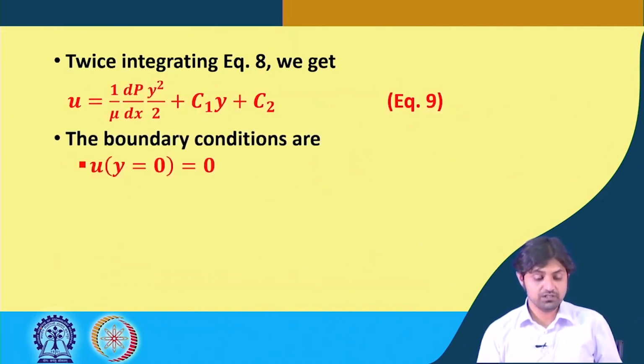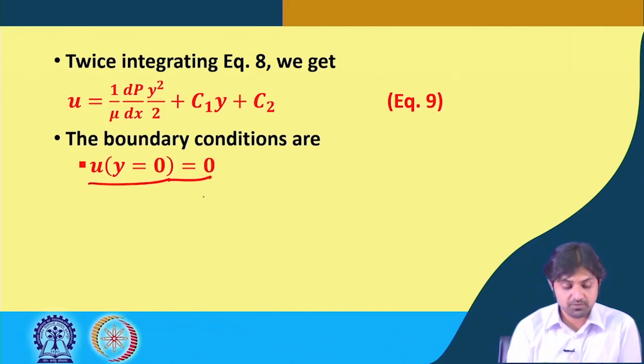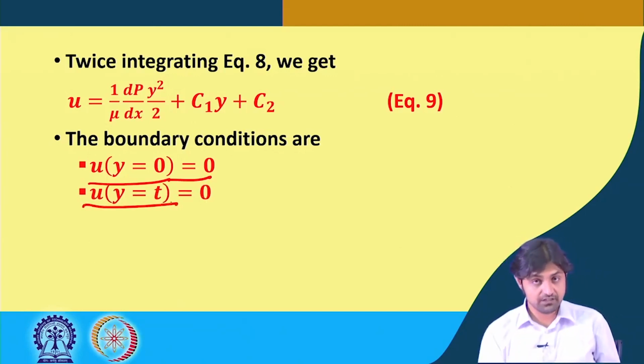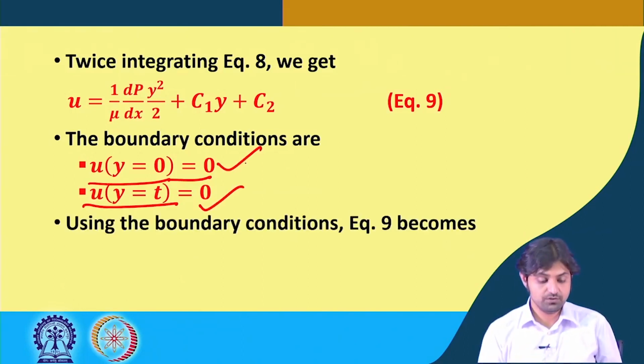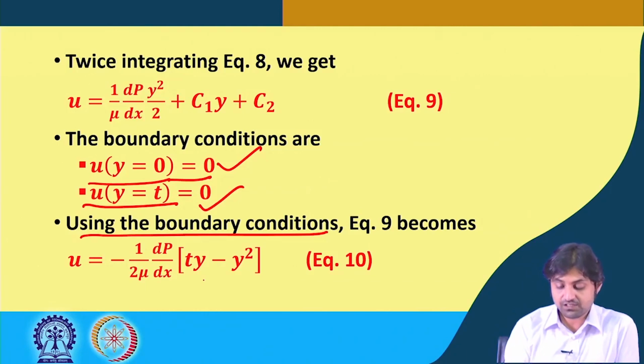Now, the boundary conditions are: u at y is equal to 0, the plate is fixed, so due to the no slip condition, the velocity will be 0. Also at the other end, after the distance t, because of the no slip condition, the velocity is going to be 0. If we use these boundary conditions in equation 9, we get u is equal to minus 1 by 2 mu dP/dx into (ty minus y square). So, I will just quickly tell you how it is done so that you are able to repeat it at home.